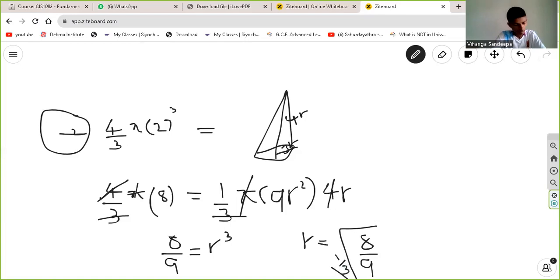But it is asking to show that the base radius of the cone. Base radius of the cone means not r, it is 3r. Then you have to multiply the given value by 3.